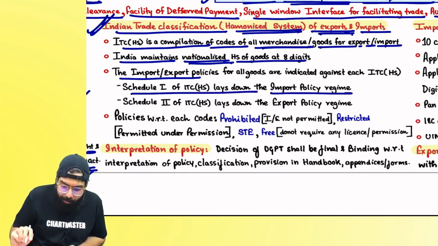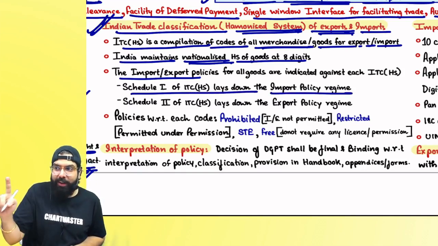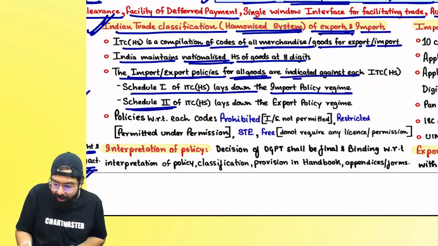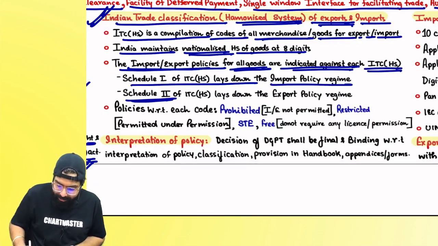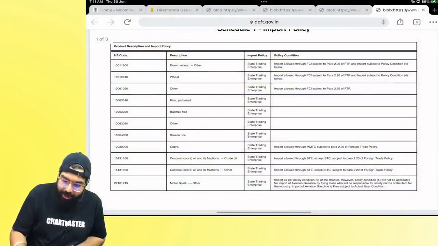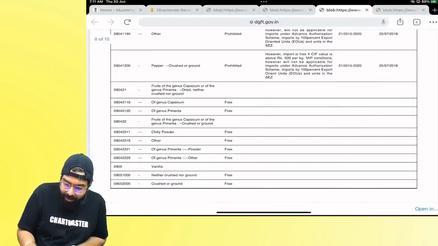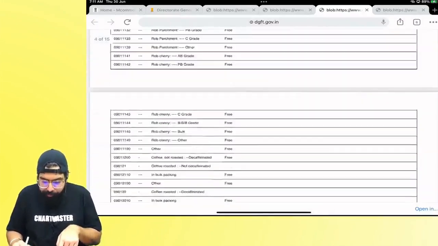Did I show you the import policy now? Whether restricted, free, etc. Sir, Schedule 2, the import export policy for all the goods, is indicated against each ITC HS. If you go ahead and see over here, against each item, can you see over here? Import export policy is told.